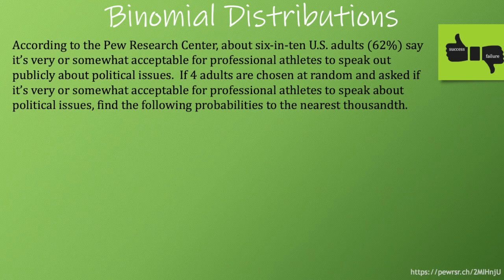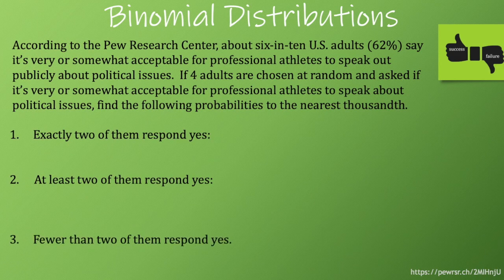Okay, let's go a little bit further in this. According to the Pew Research Center, about 6 in 10 adults, 62% specifically, say that it's very or somewhat acceptable for professional athletes to speak out publicly about political issues. If 4 adults are chosen at random and asked if it's very or somewhat acceptable for professional athletes to speak out about political issues, find the following probabilities to the nearest thousandth.